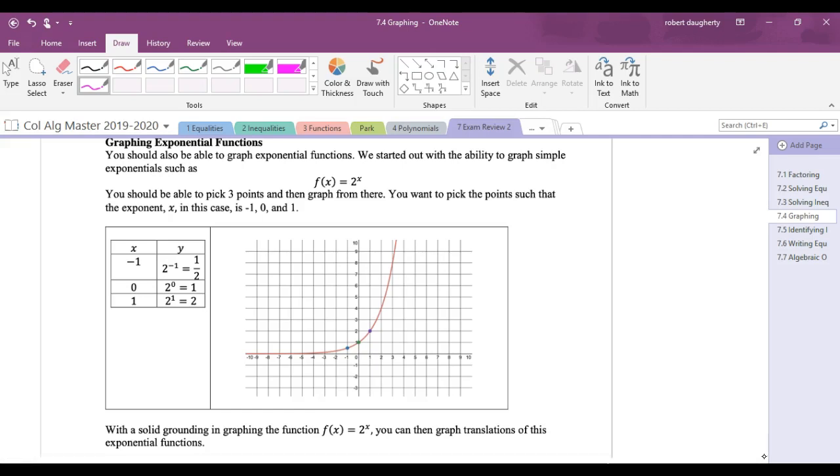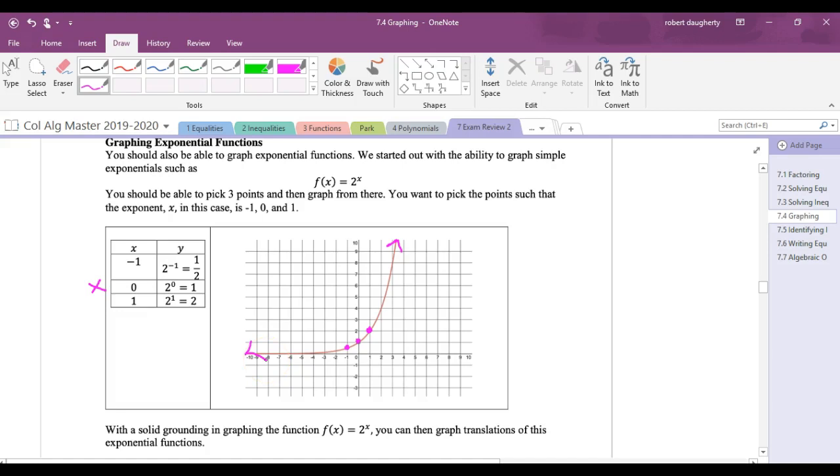So if I'm graphing 2 to the x, look at that exponent, and let's set that exponent equal to 0, and then I want to pick one number on either side of that, and those 3 points will tell me what this graph is doing. So 2 to the 0 is 1, so (0, 1) is right here. 2 to the 1 is 2. 2 to the negative 1 is 1/2. I can see those 3 points, and I know immediately what this graph is doing, okay?